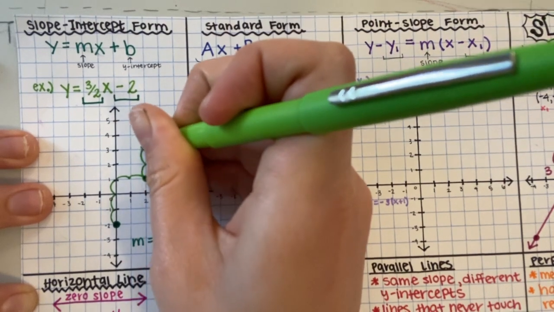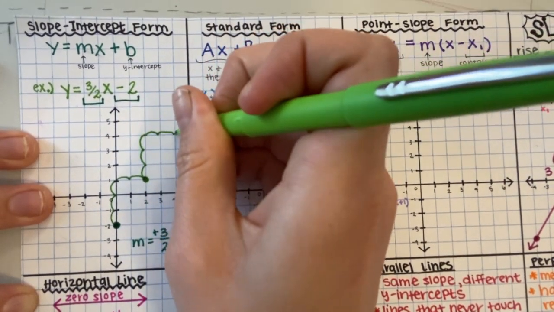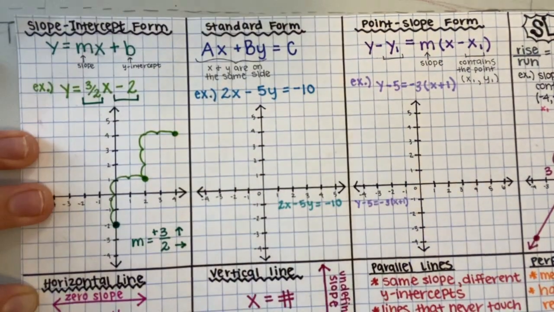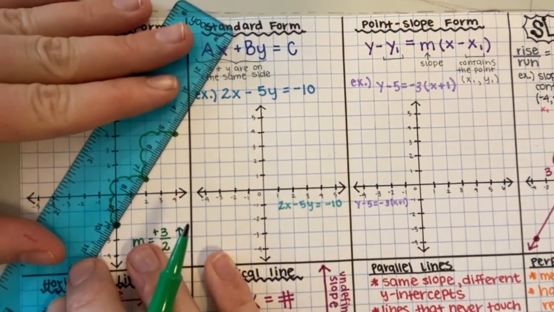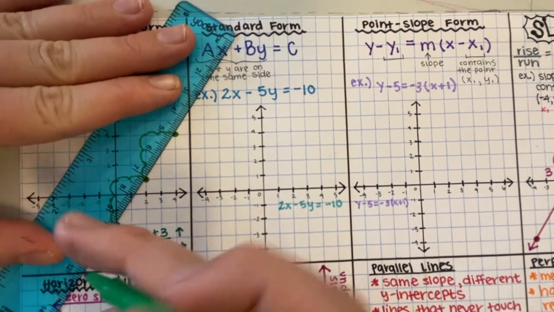And then I can repeat this a couple of times so that I have a couple of points on my graph. I'm going to connect my dots and extend my line.